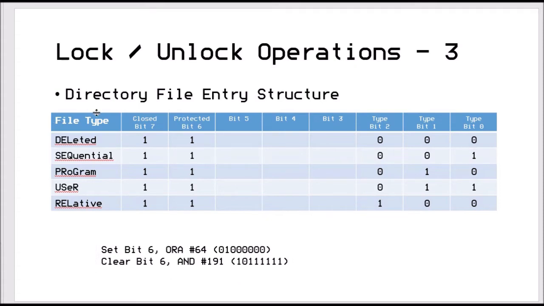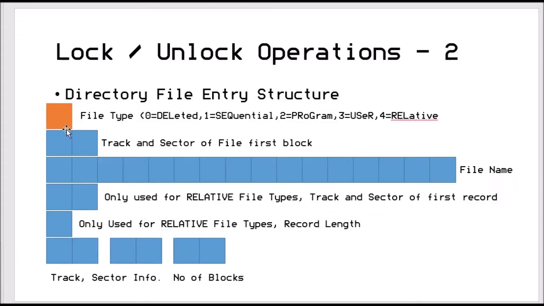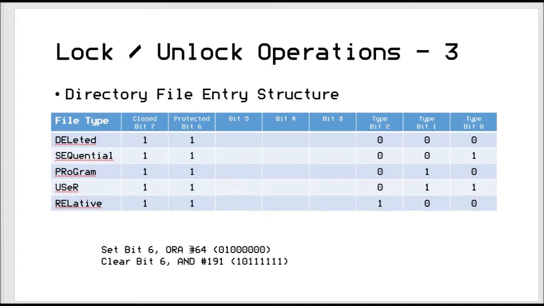So when we've identified that byte in the directory RAM on the disk, we need to either set it by doing an OR with 64, or clear it if we're doing an unlock, and to clear it we need to do an AND with 191. Alright, so keep that in mind.